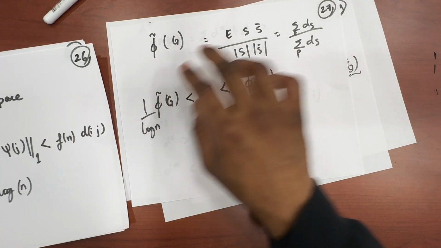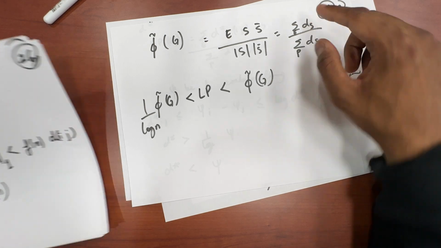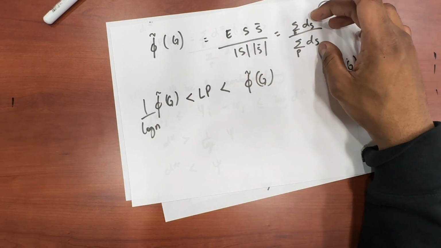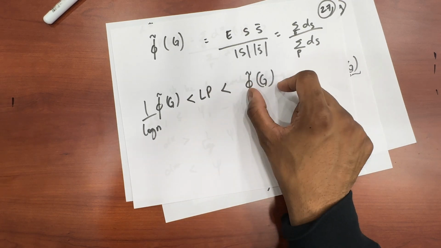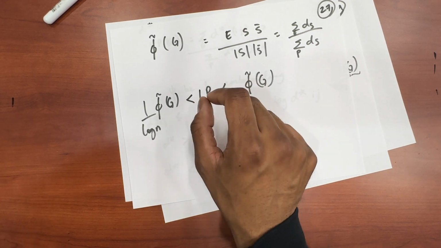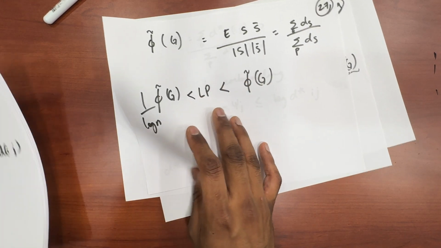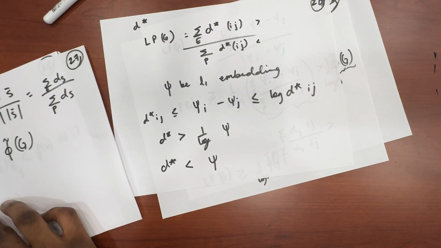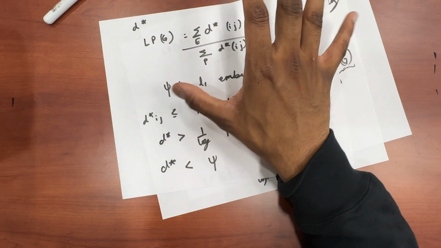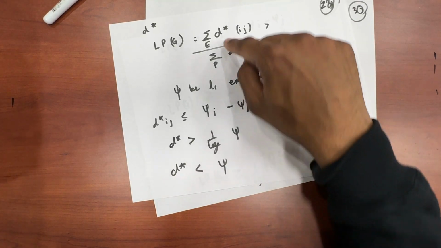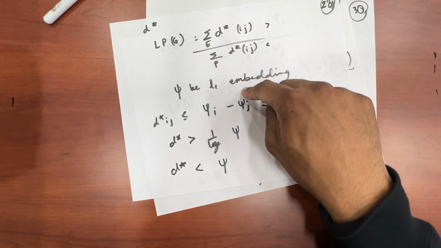So my phi tilde G was the division of this. This was what we are trying to LP approximate. And LP is a minimization, so it's always less than phi tilde G. I want to say that LP is greater than some phi, some function. And what we have is that, let's say D star be the arbitrary metric returned to us by the LP, and phi be the embedding.